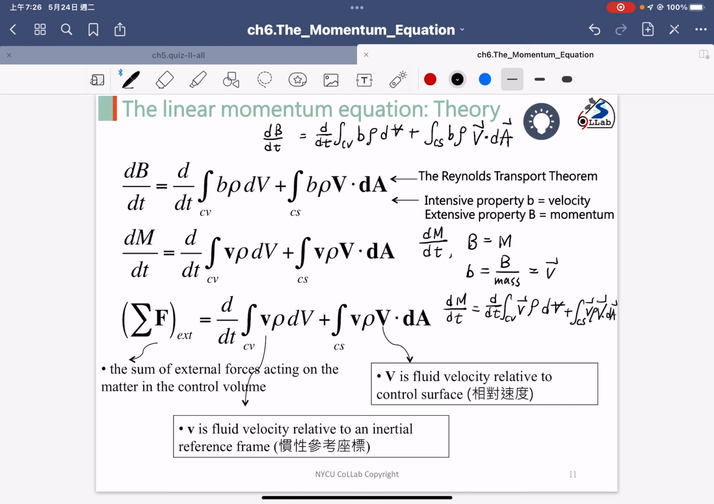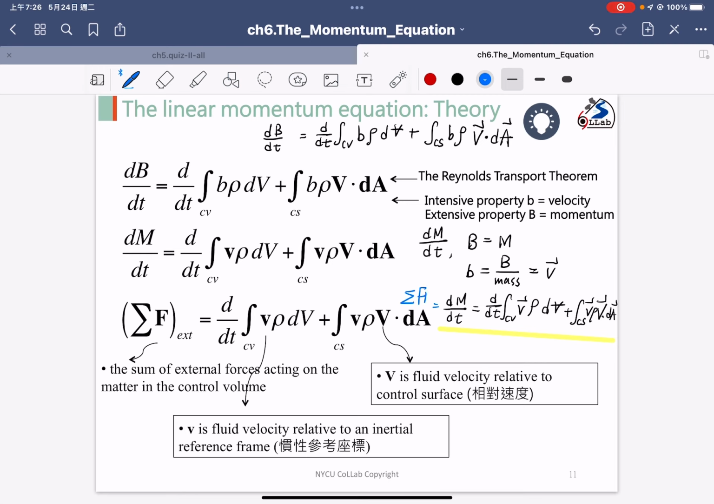Okay, so this is what we call the linear momentum equation. And then we know that the total momentum change with time in the closed system will equal the external force.